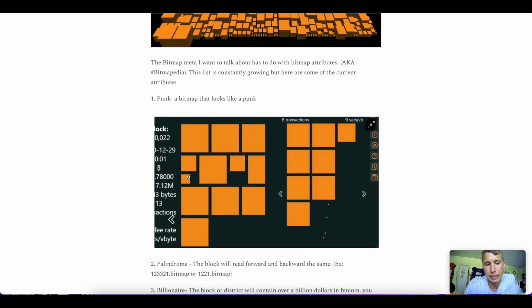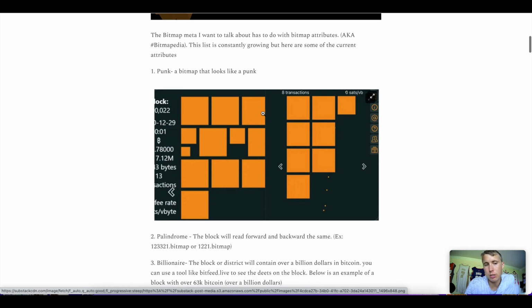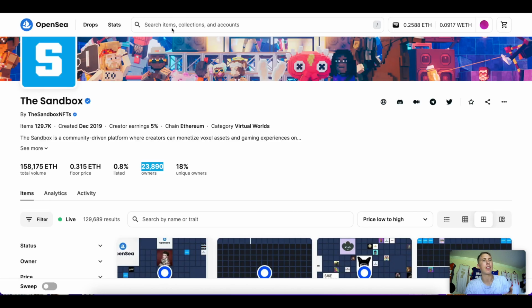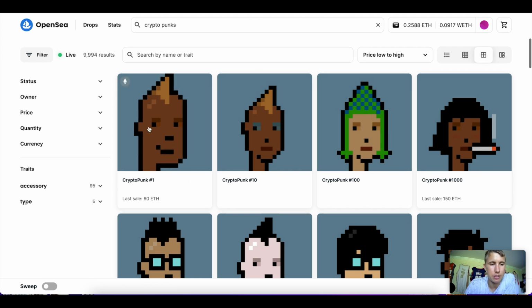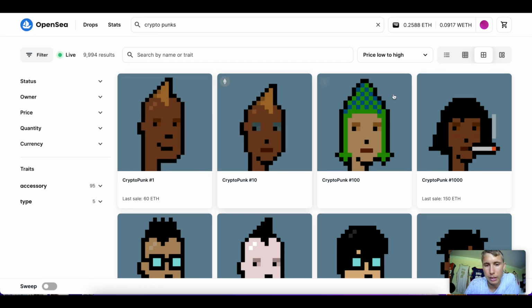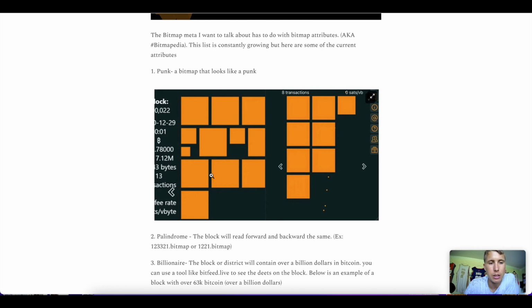So an example is a block that looks like a punk. As you can see here, here are some screenshots of different blocks. These are considered quote unquote punk blocks. Basically, a punk block is a block that looks like a punk. If you go to CryptoPunks, they have a silhouette that looks kind of like a P. You can see how each one has this generic P shape. And if you go over to the screenshot I showed you guys of the punk, it looks like that. So that's how it's considered a punk bitmap.